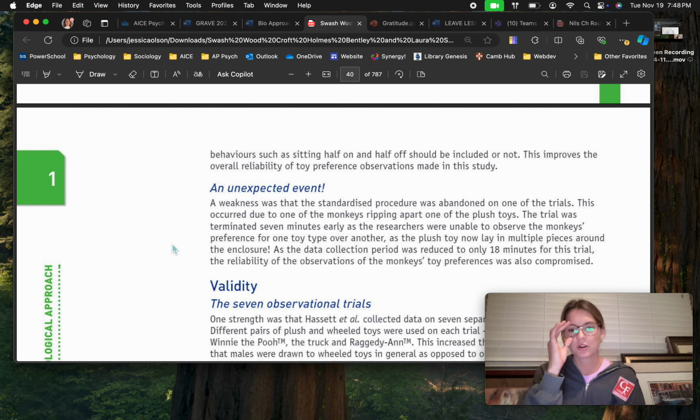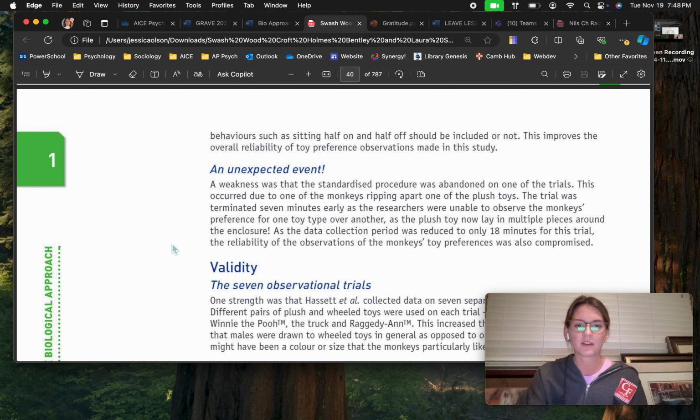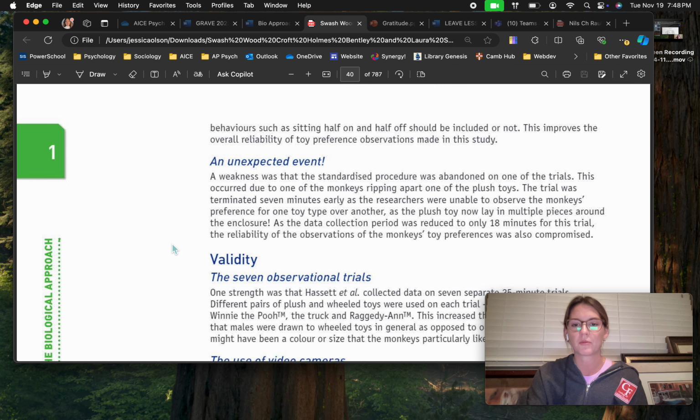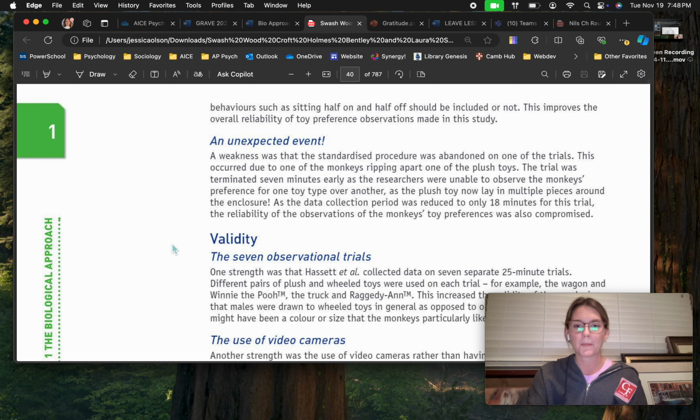There was one trial where the standardization was abandoned. This occurred due to one of the monkeys ripping apart one of the plush toys. All right, so we had to throw away one of the plush toys. The trial was terminated 7 minutes early as the researchers were unable to observe the monkey's preference for one toy type over another because one of them was destroyed. Sounds like my dog. That's okay.